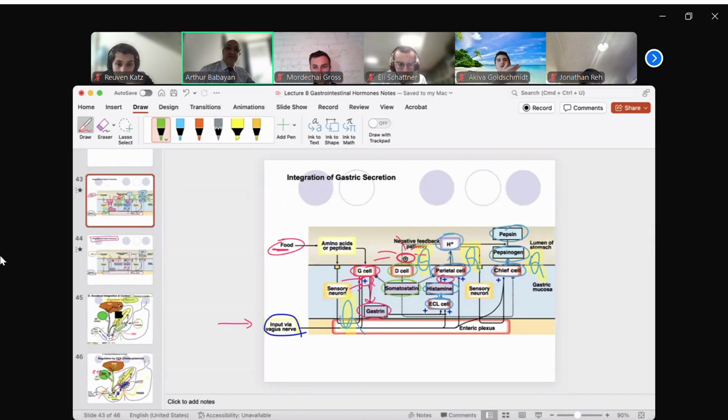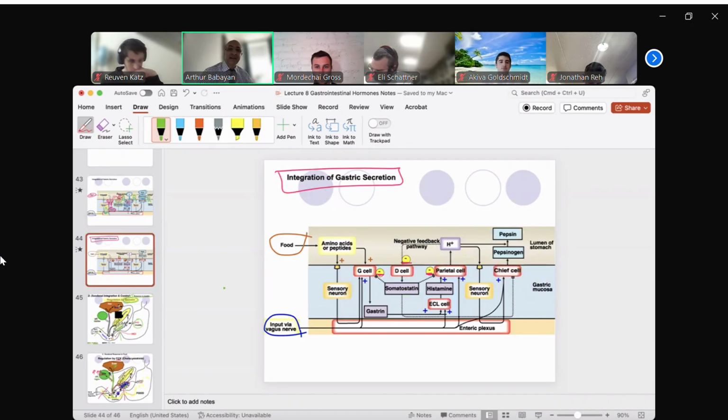Food, G cells, delta cells, parietal cells, chief cells, we've mentioned all of this a million times already. G cells, gastrin; delta cells, somatostatin; parietal cells release the hydrochloric acid, and also histamine activates them; and the chief cells produce pepsinogen, then pepsin. Which one will be breaking down what, guys? Pepsin breaks down what? Protein.